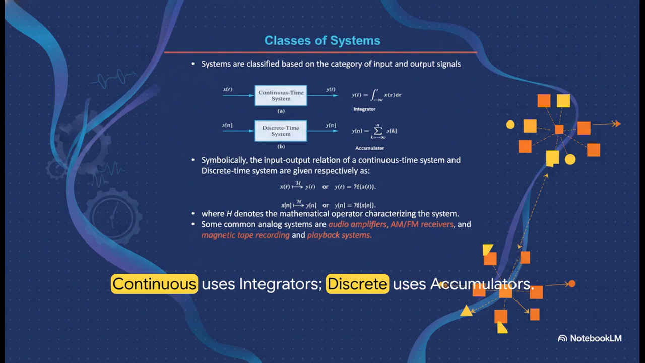Because of that vulnerability, the actual math inside these systems is completely different. Analog systems have to rely on complex calculus, specifically continuous integration, to track infinite voltages. But digital systems? They simply use accumulators to tally up a sequence of discrete numbers. It's a massive, game-changing simplification.